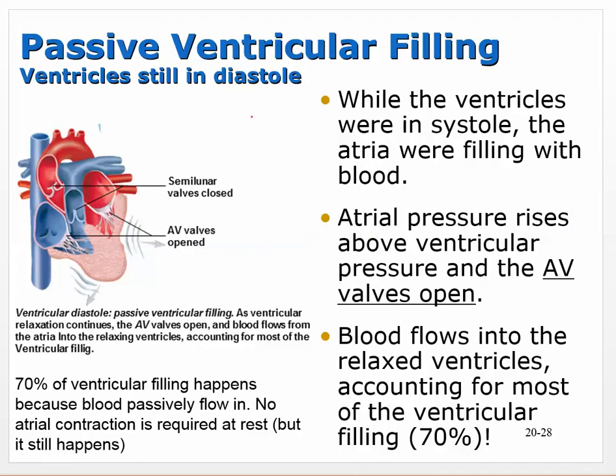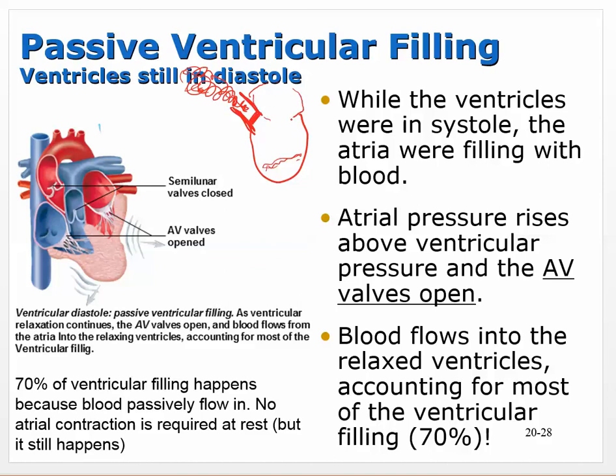All right, so now we're almost done with the cycle. We have this thing called passive ventricular filling. If we pick up where we were, the ventricle has just squeezed out its blood. It only has a little bit of blood left in there. It's relaxed. The semilunar valve is closed, so no blood is flowing back in. It's all out here in the pulmonary artery. Here's our atria up here.